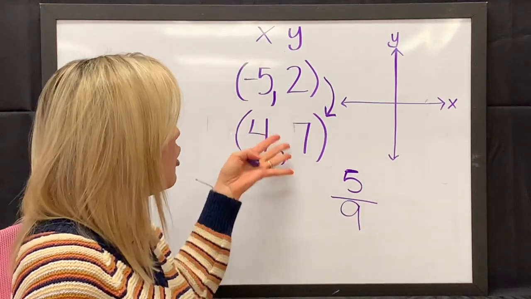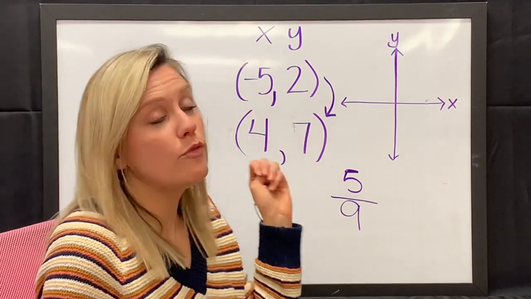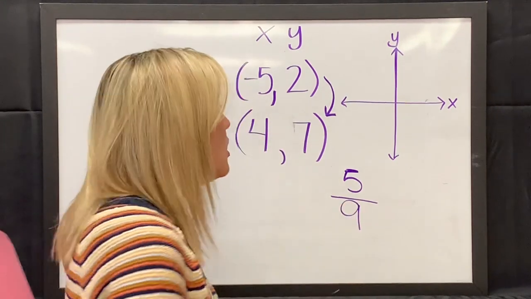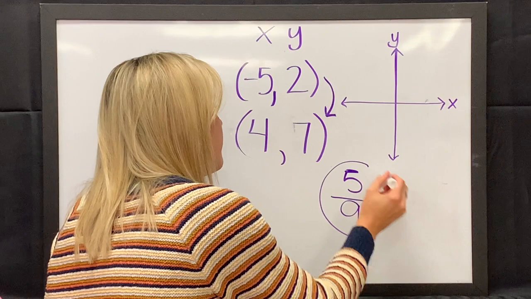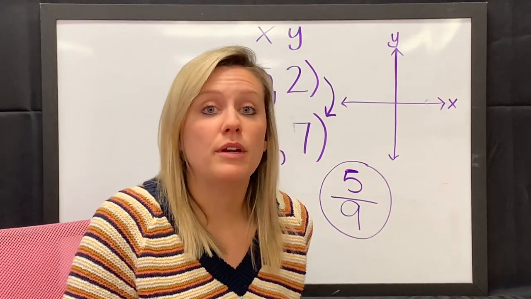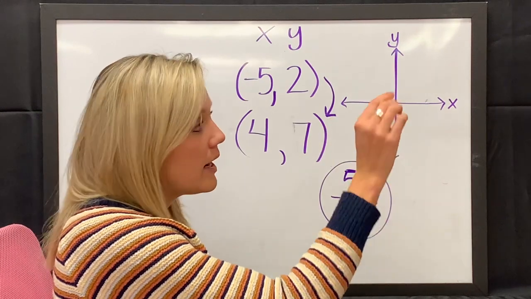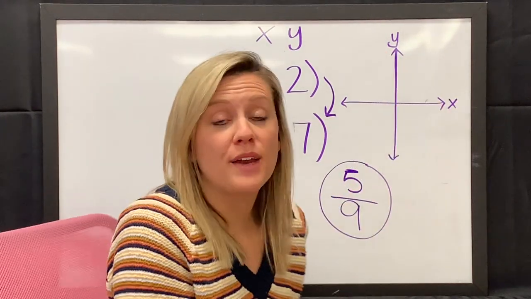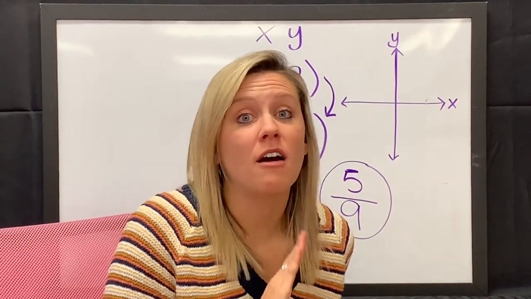And the slope of this line, if we were to connect these points, would be 5 over 9, or 5/9. We would go up 5 over 9, put a point. Up 5 over 9, put a point. And that would be our line.